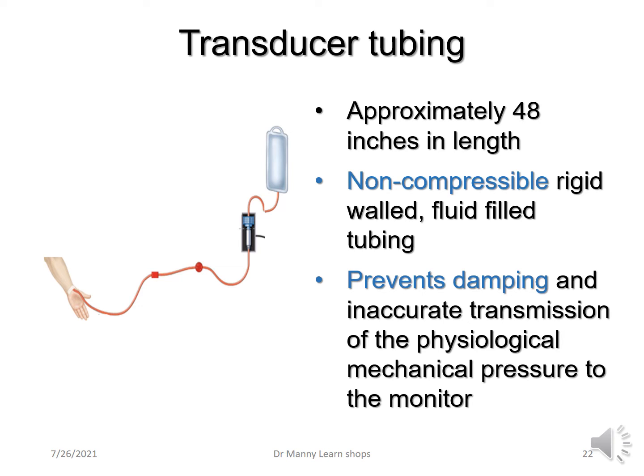The transducer tubing is approximately 48 inches in length, and it's made of non-compressible, rigid, inflexible tubing that's filled with fluid. The tubing, being so inflexible, prevents damping and inaccurate transmission of the physiological pressure to the monitor.